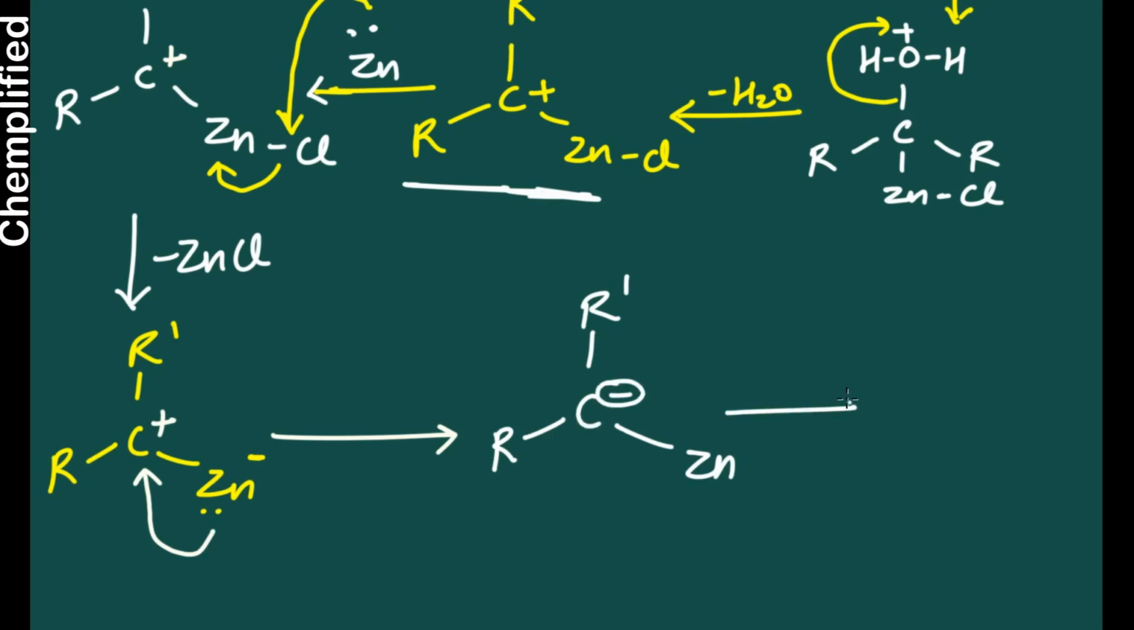Now in the next step, the H plus will now attack the carbanion, right? And you will get, look at the product, R dash, H, and zinc, right? I hope you understood this much. Now what happens next?